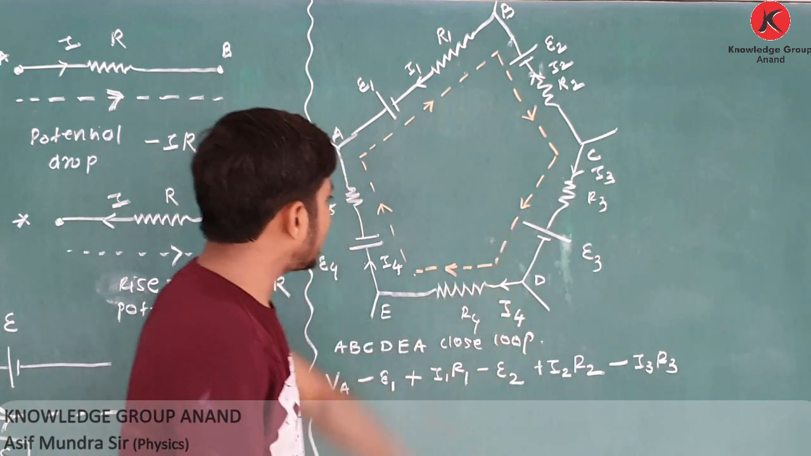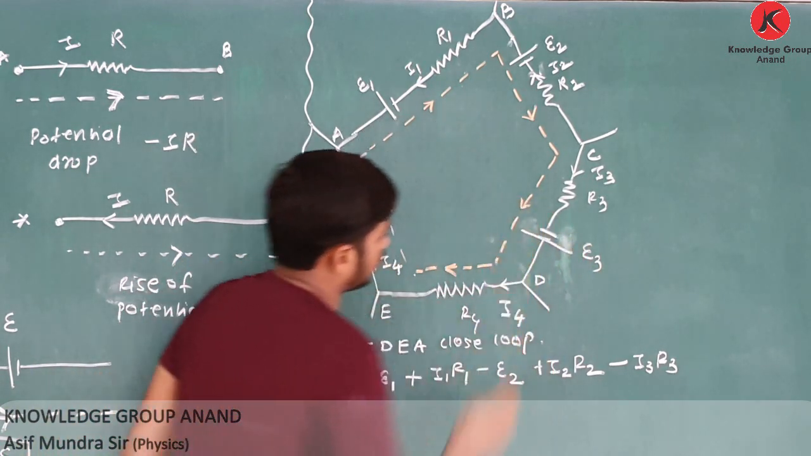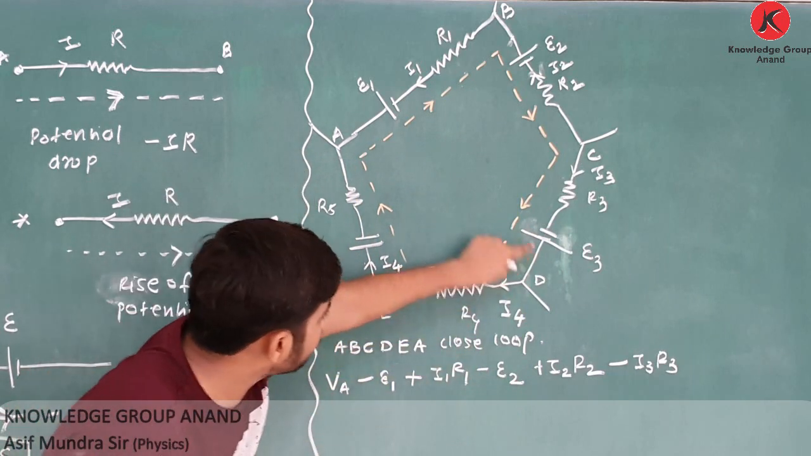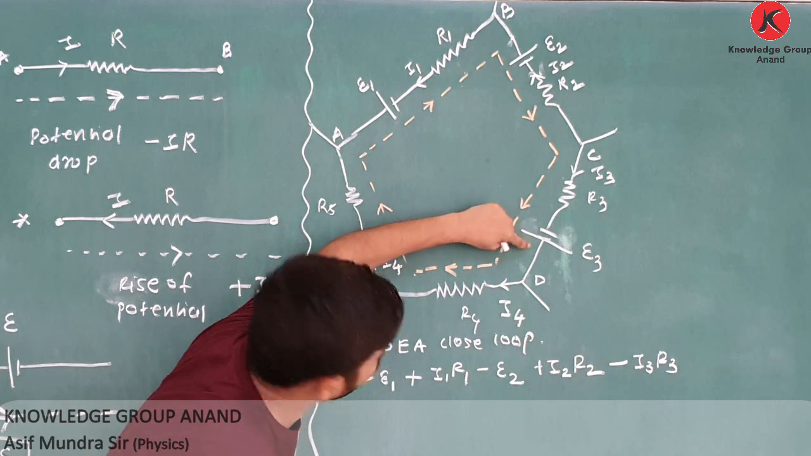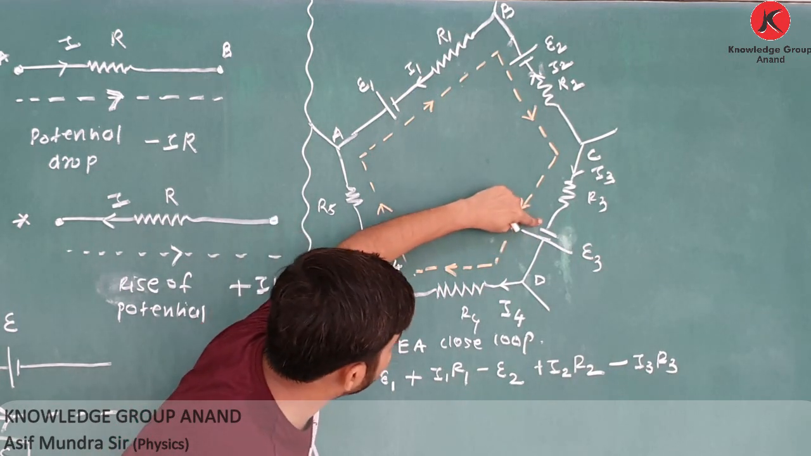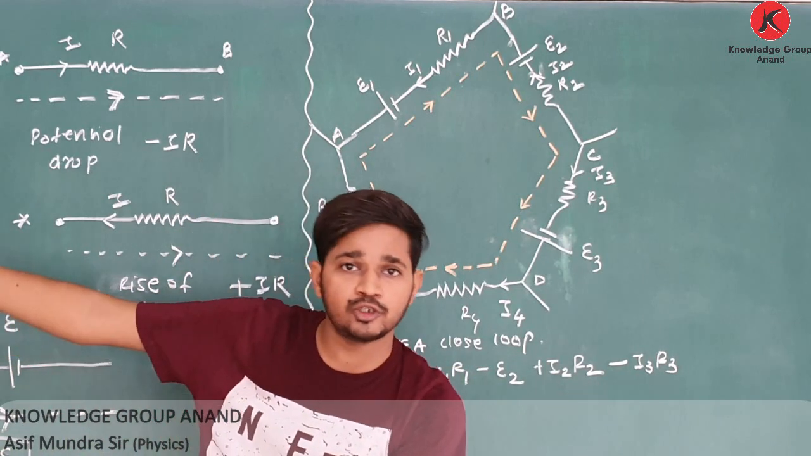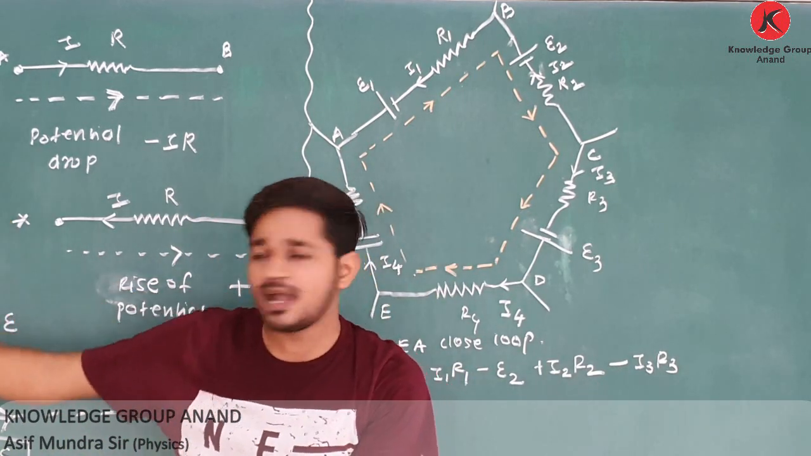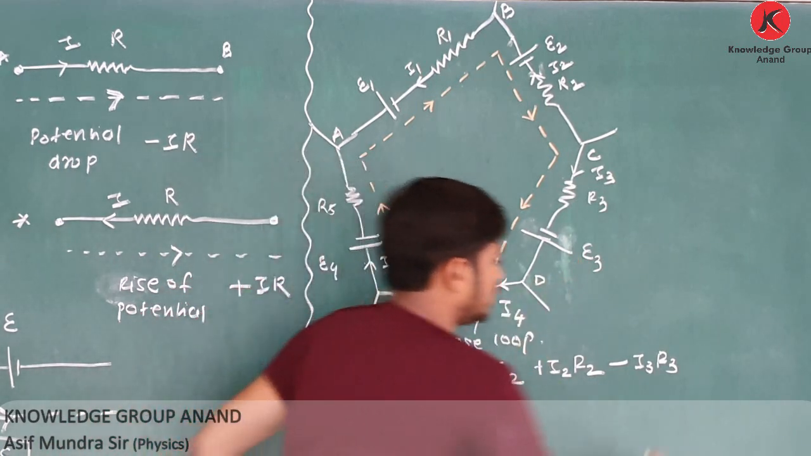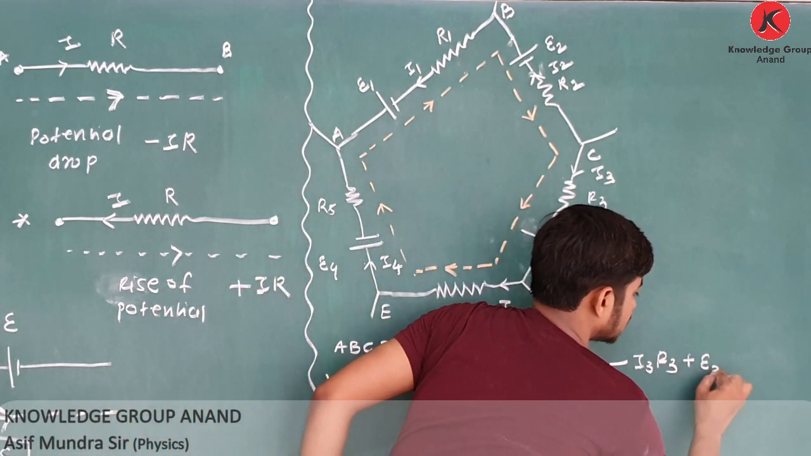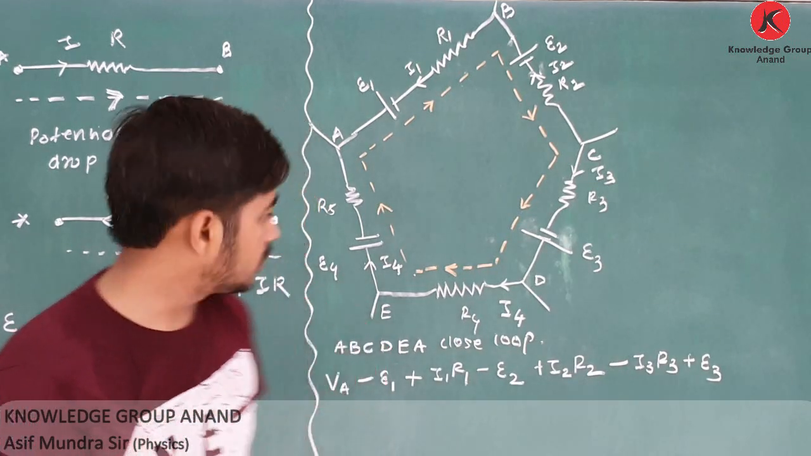Next one. See, I am changing this cell, so that this is the negative terminal and this is the positive terminal. I am moving in this direction, from negative terminal to positive terminal. We know that when we move from negative terminal to positive terminal, EMF increases. It is plus E. Here its EMF is E3, so I have to write plus E3. Clear about this?